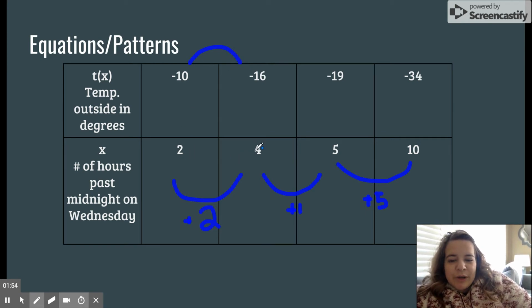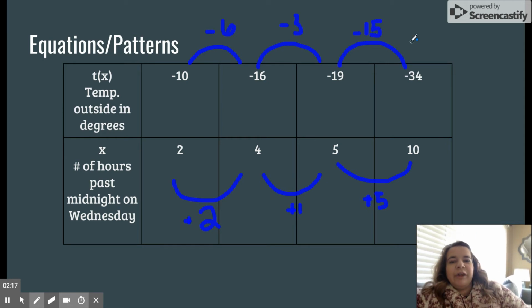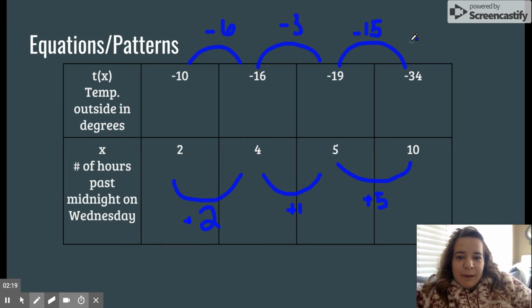From 2 a.m. to 4 a.m., we went down 6 degrees. From 4 a.m. to 5 a.m., we went down 3 degrees. And then finally, from 5 a.m. to 10 a.m., we went down 15 degrees. Now, at first glance, I agree, it doesn't look like there's a pattern there.